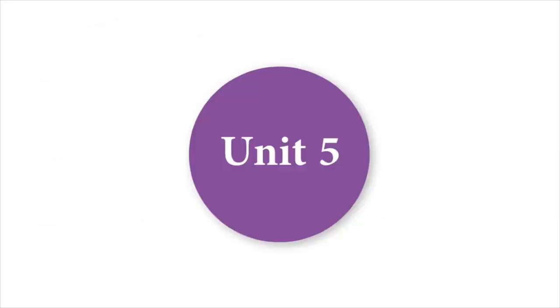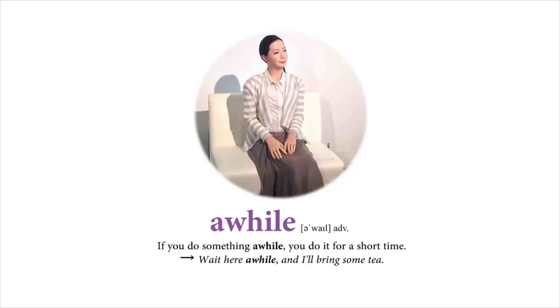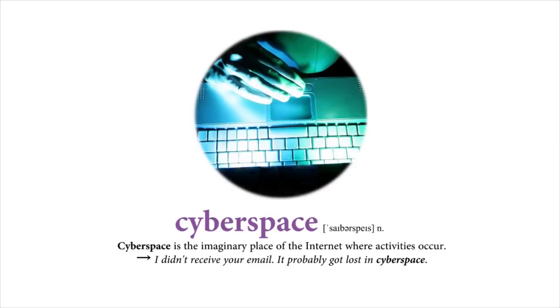Unit 5. Word list. A while. If you do something a while, you do it for a short time. Wait here a while, and I'll bring some tea. Cyberspace. Cyberspace is the imaginary place of the Internet where activities occur. I didn't receive your email. It probably got lost in cyberspace.